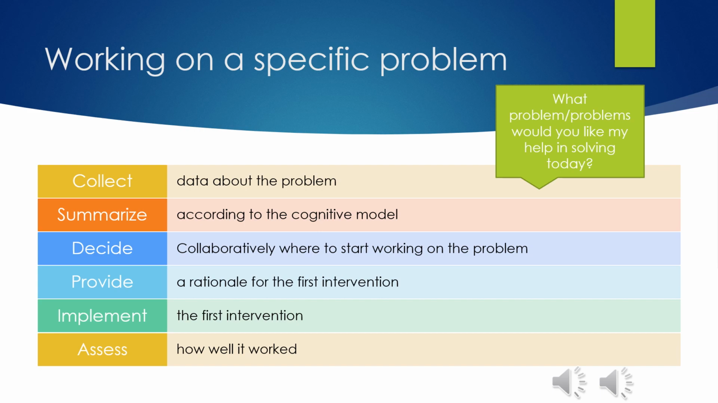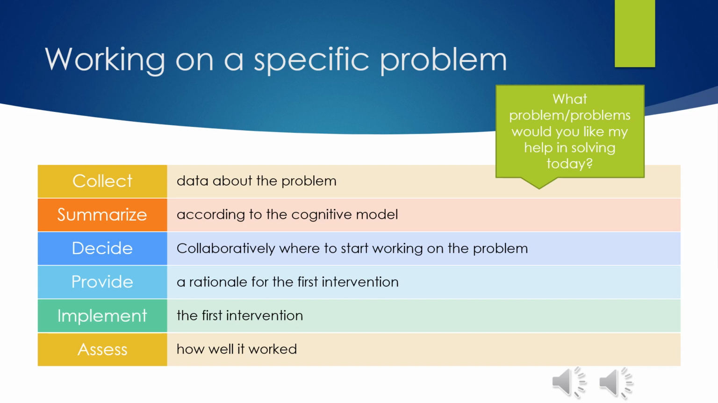So summarize the problem according to the cognitive model and decide collaboratively with your clients where to start working on the problem. And then once you decide the best intervention that you're going to use to address that problem, always try to provide a rationale for the first intervention that you're using.